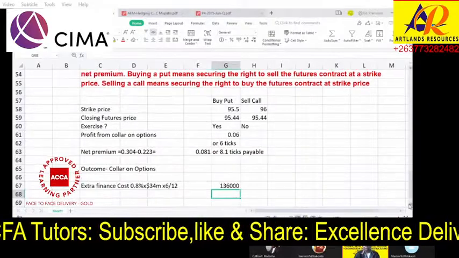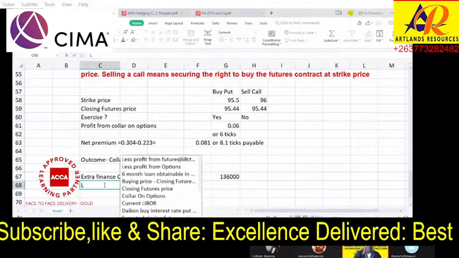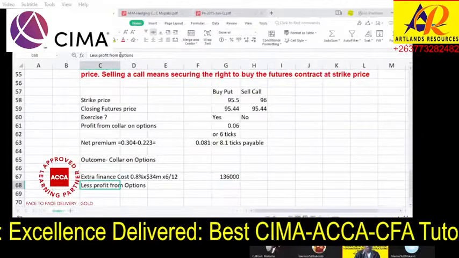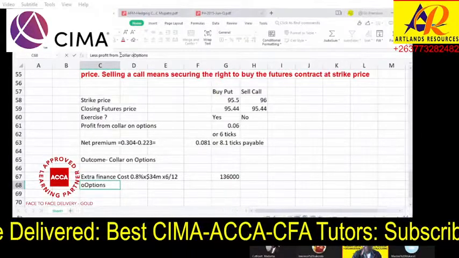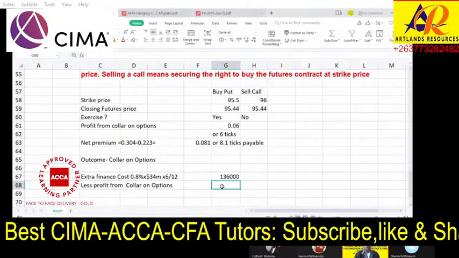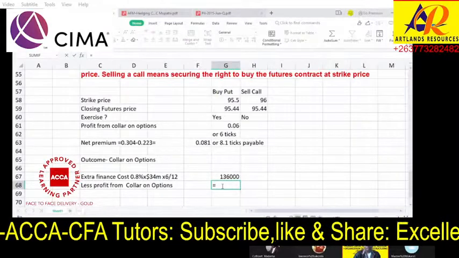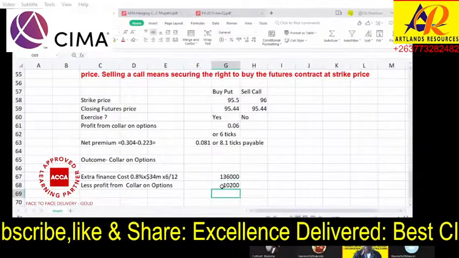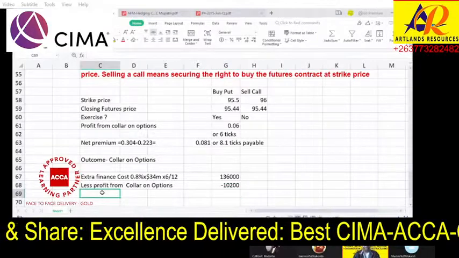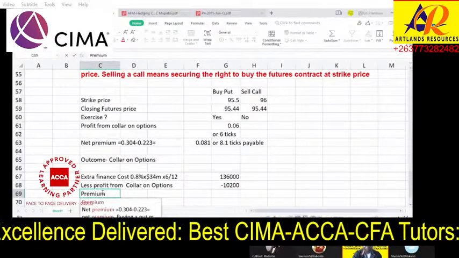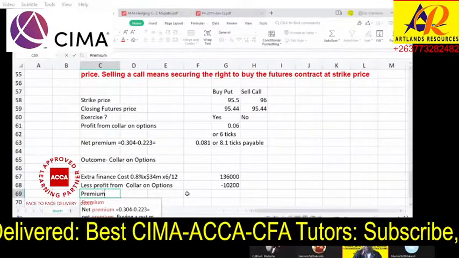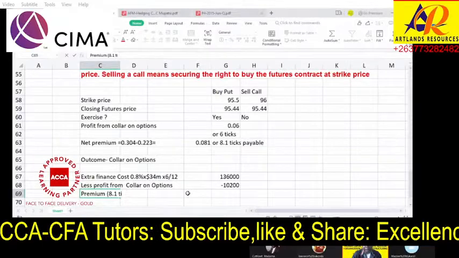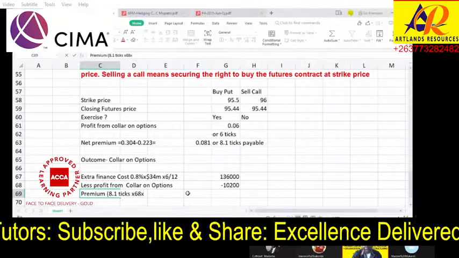And then you say less profit on options. This time it's profit from collar on options. So the profit on collar on options, it is still this. You say equals 68 contracts times 6 ticks times 25. It's negative because it's a profit. And then you say premium. Premium, you are now simply saying equals 8.1 ticks times 68 contracts times 25.